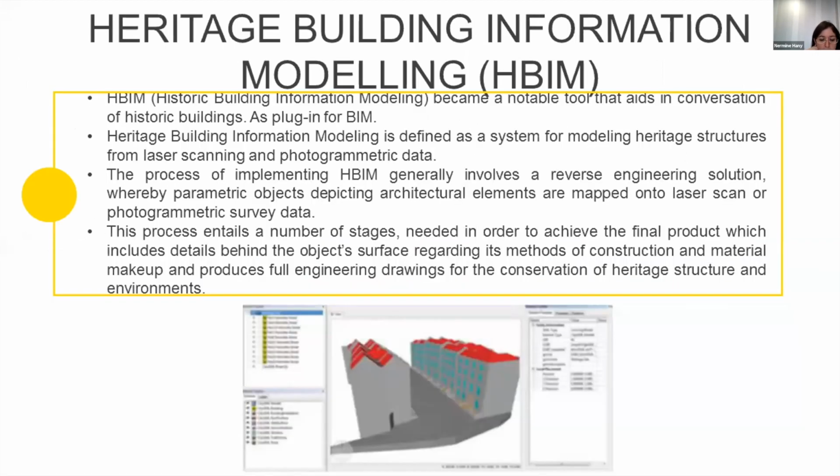Heritage building modeling became a notable tool that aids in the conservation of heritage buildings as a plug-in in the BIM. Heritage building modeling is defined as a system for modeling heritage structures from laser scanning and photogrammetric data. The process of implementing HBIM generally involves a reverse engineering solution whereby parametric objects depicting architectural elements are mapped into laser scan and photogrammetric survey data. This process includes a number of stages in order to achieve the final product.